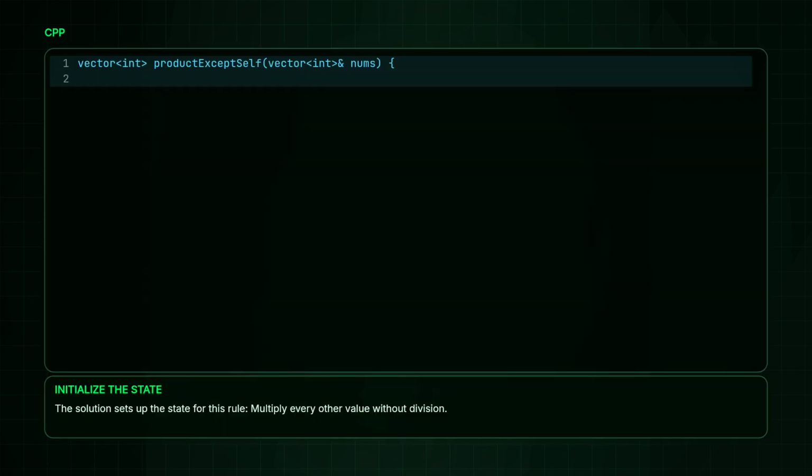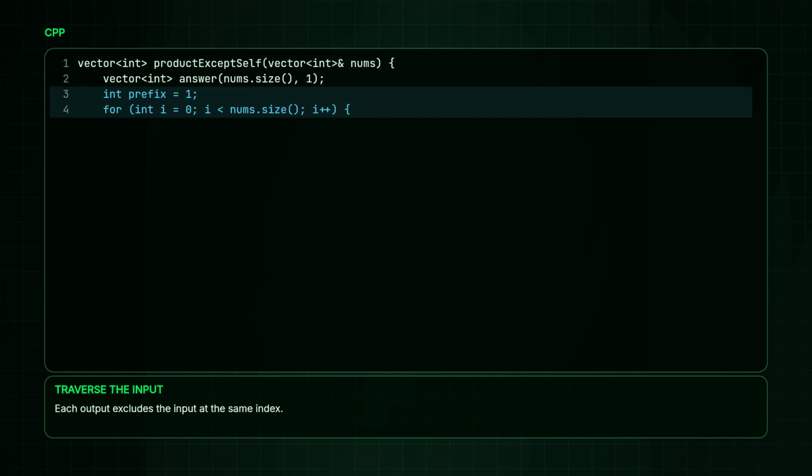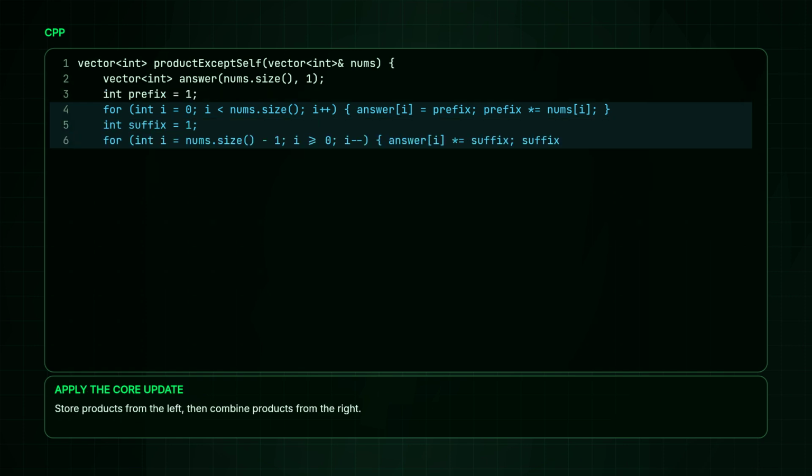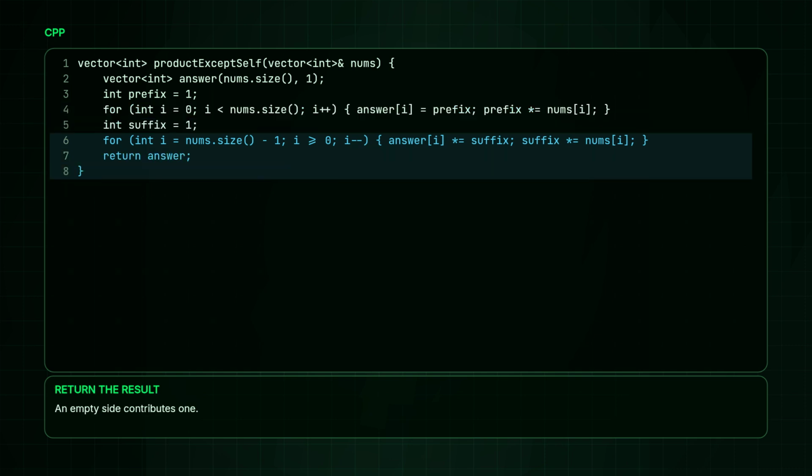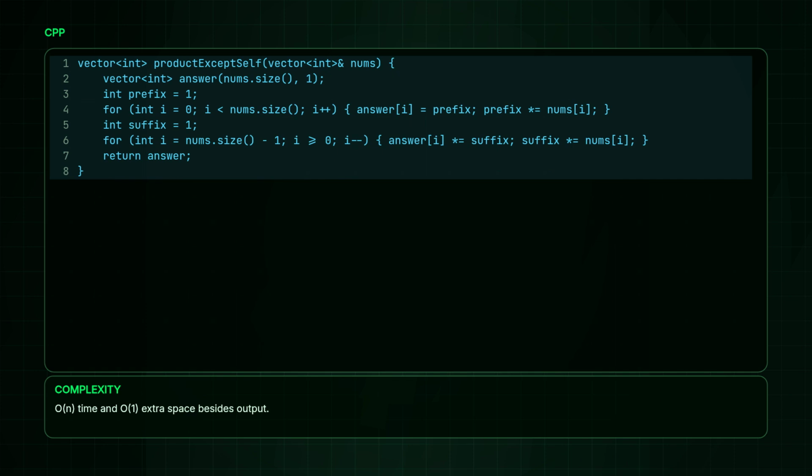The solution sets up the state for this rule. Multiply every other value without division. Each output excludes the input at the same index. Store products from the left, then combine products from the right. An empty side contributes 1. O of n time and O of 1 extra space besides output.